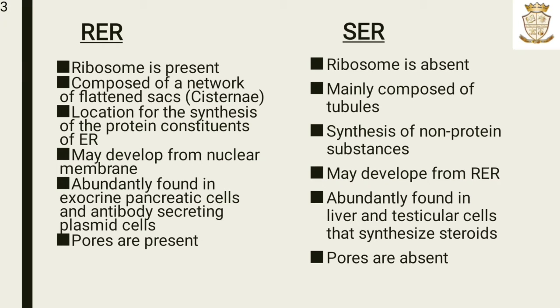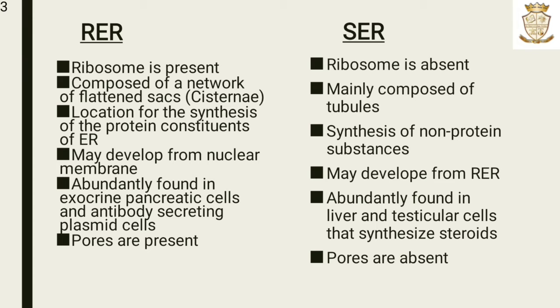Now we can see the major differences between rough endoplasmic reticulum and smooth endoplasmic reticulum. In rough endoplasmic reticulum, ribosomes are present, and it is composed of a network of flattened sacs called cisternae. It is the location for the synthesis of protein. It may develop from the nuclear membrane, and is abundantly found in exocrine pancreatic cells and antibody-secreting plasma cells.